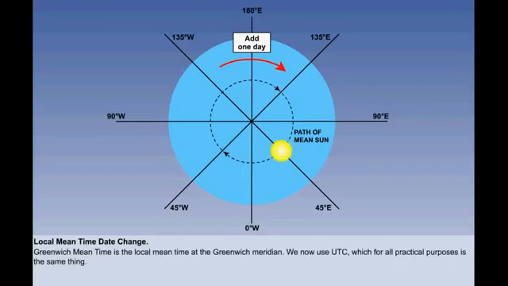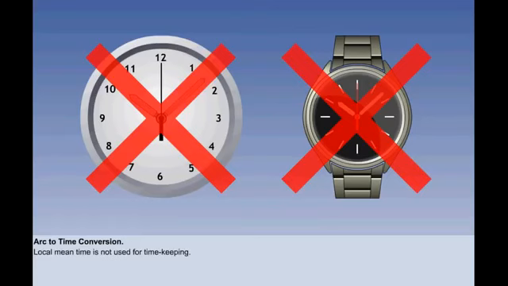From the calculations we have just done, we can deduce the rule that applies when crossing the international date line. When crossing from west to east, add 1 day. And when crossing from east to west, subtract 1 day. Local mean time is not used for timekeeping and does not relate to anything we set on a watch because it changes as soon as we change our longitude.